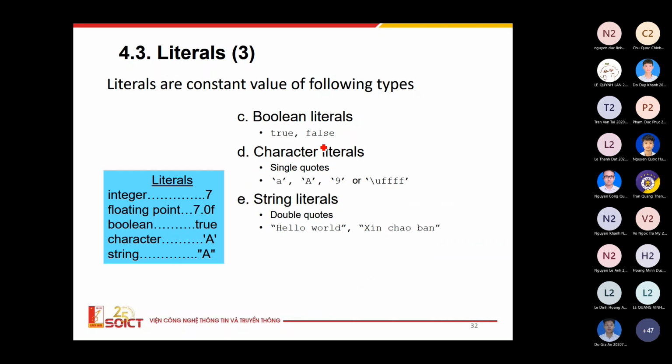Okay, for the Boolean, you have true and false, you know it. For the character literal, you know that we use the single quote already, or we use the numeric value in the mapping table. For string, you use the double quote. Okay, you already know about it.